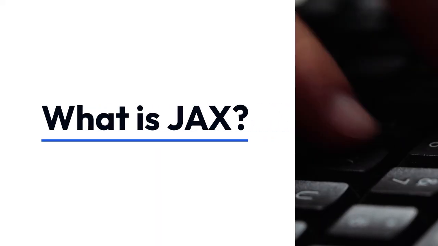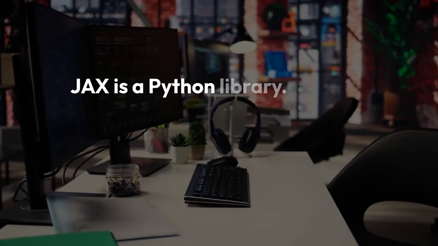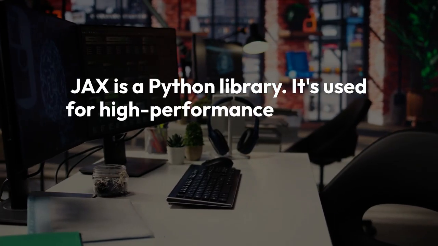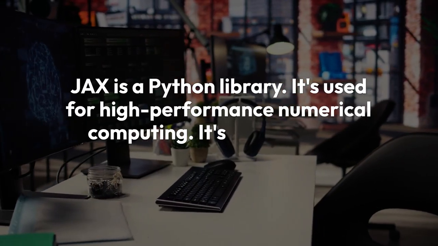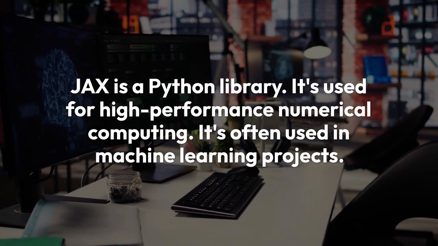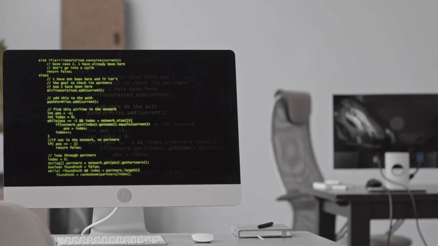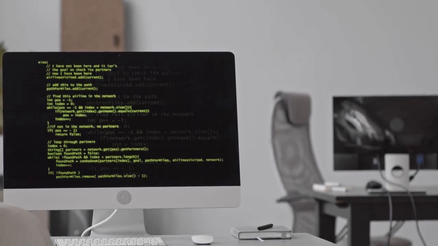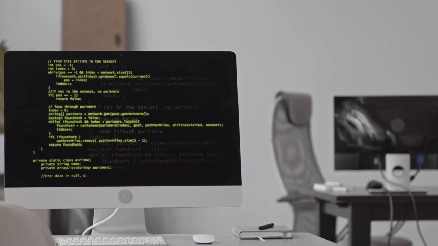First, what is JAX? JAX is a Python library. It's used for high-performance numerical computing. It's often used in machine learning projects. Stable Diffusion, depending on your specific setup or fork, might rely on JAX for certain operations.